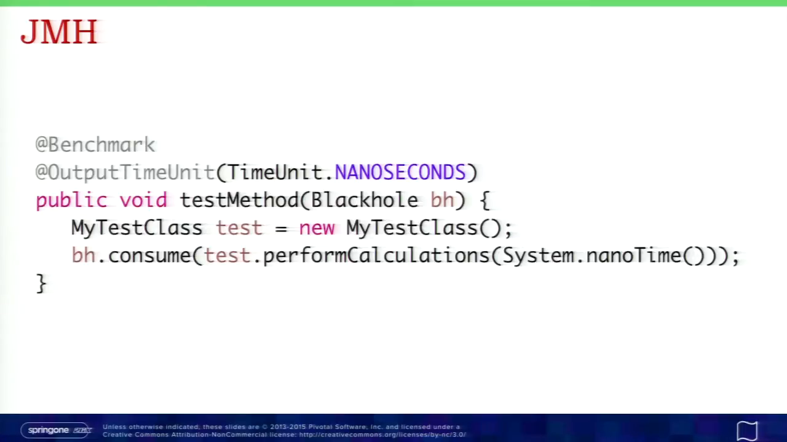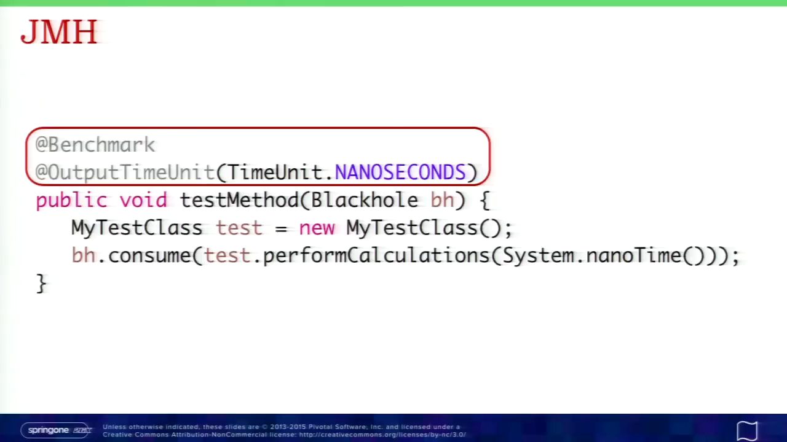So what I have here is my first benchmark. I have the @Benchmark annotation at the top there, and I'm saying report my results in nanoseconds. And then I'm just basically doing some work. It doesn't really matter what the work is for this. We just really want to compare with the JIT and without the JIT.